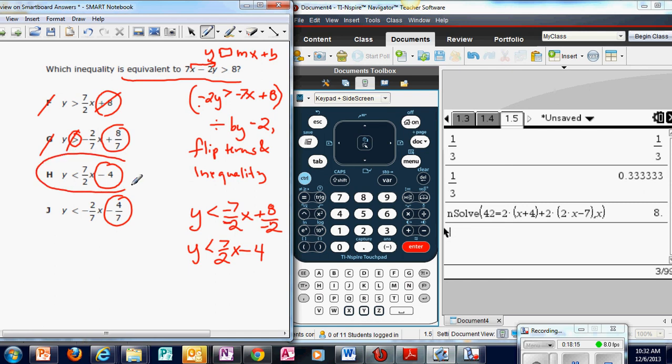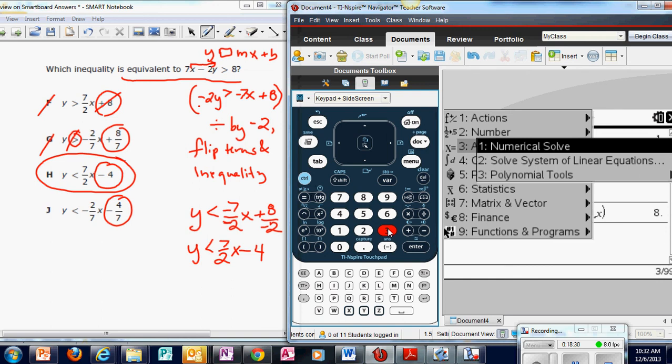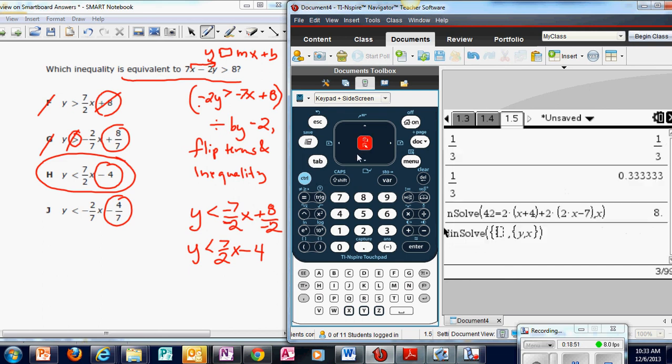Now, how could we have done this in the calculator? Very easy. We are going to utilize the solve feature for systems of equations even though we don't have a system. So I'm going to go to menu, algebra, which is 3. I'm going to go to solve system of linear equations 2. Well, I don't have 2 equations, I have 1. So change that to a 1. And when you tab down, change this to a y comma x. Think of it as I need to solve for y in terms of x. Tab till you get to OK.